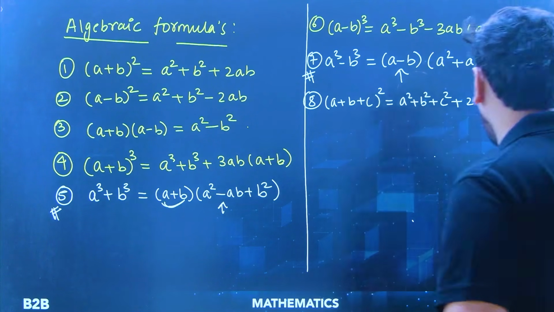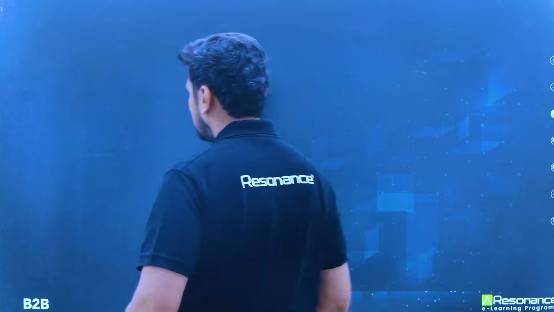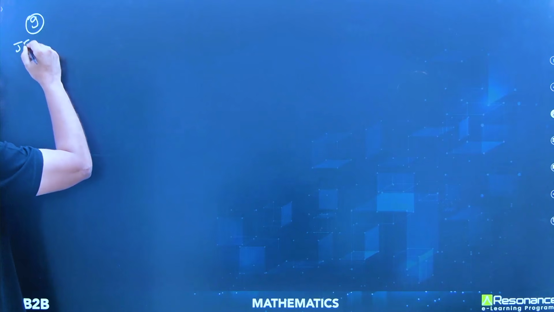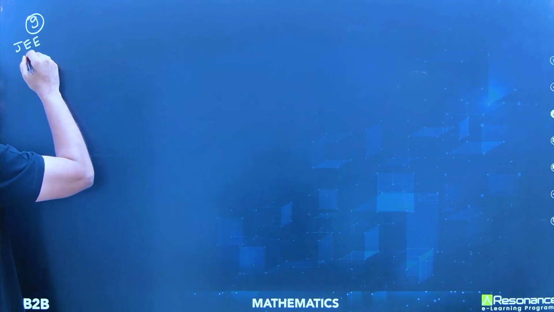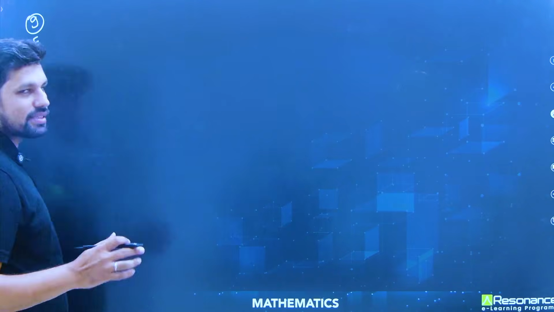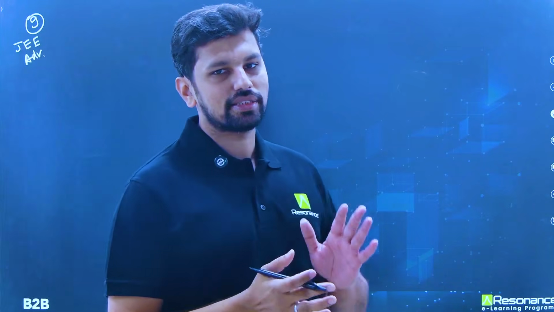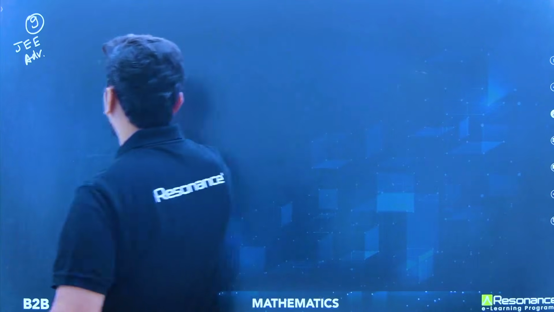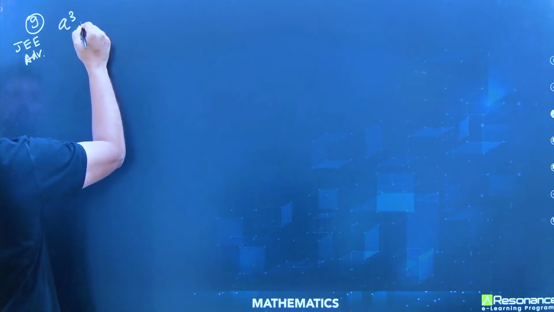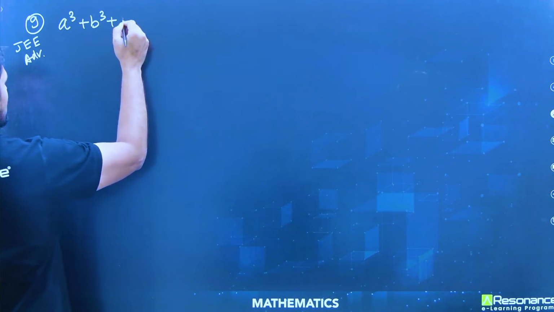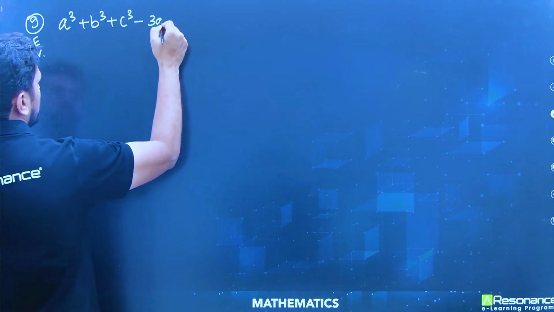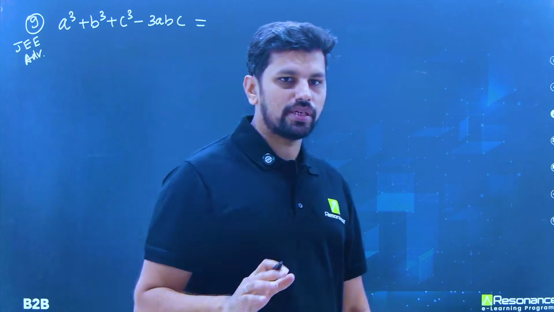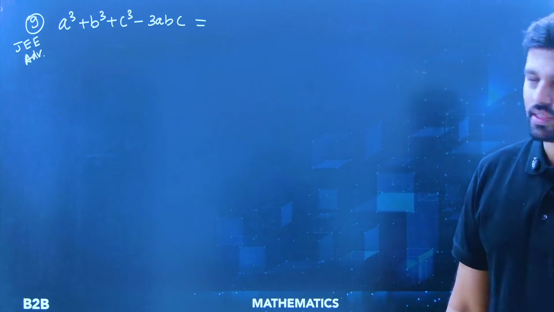Okay, so let's move on to next formula, 9th one. And this is the most favorite formula of JEE Advanced. This formula they are taking from class 8 book, directly from class 8 textbook. We all know this formula, we have seen this, but we never remember this. A cube plus b cube plus c cube minus 3abc.